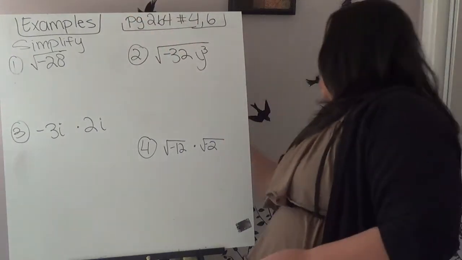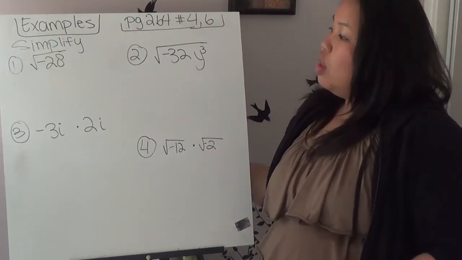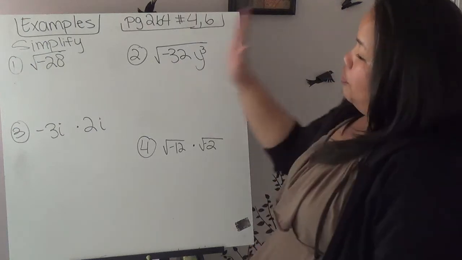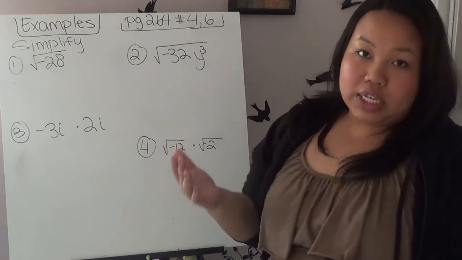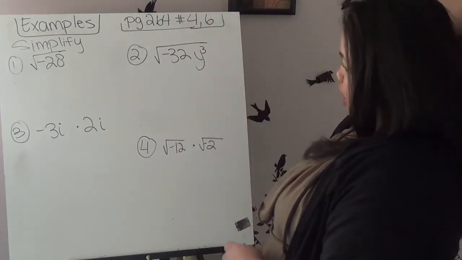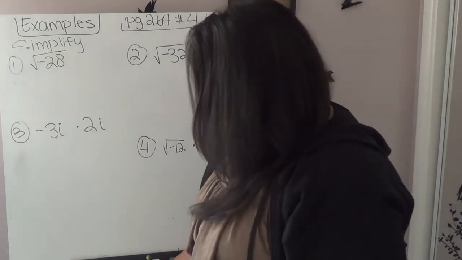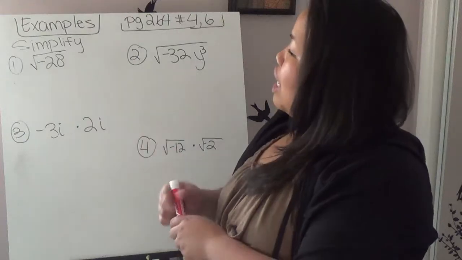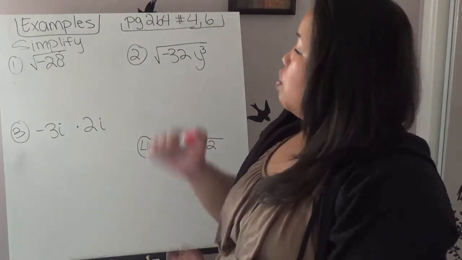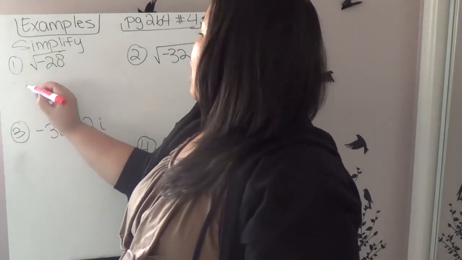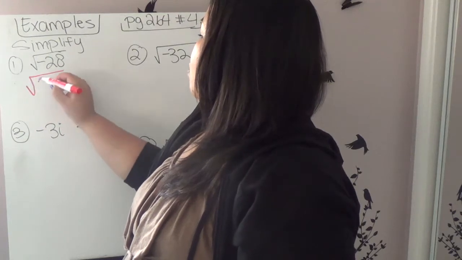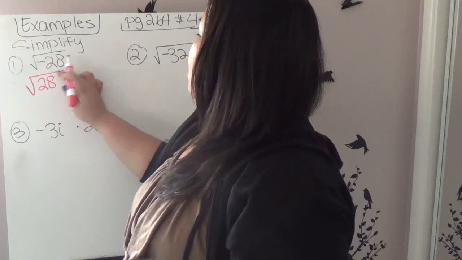Alright, so here we're going to go ahead and simplify all of these, and each of them are going to take different rules, but it's okay, we'll take them one step at a time. The first one is square root of negative 28. Now, with that negative in there, as you remembered, a negative square root is the same thing as an i. So this is the same thing as saying square root of 28 times i.